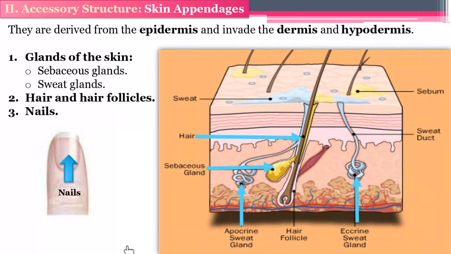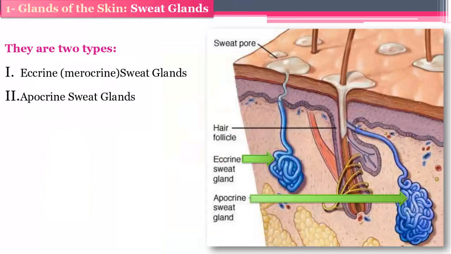Now the glands of the skin. There are two types of sweat glands present in the skin, that is the eccrine sweat glands and apocrine sweat glands. See here in the pictorial presentation, the eccrine sweat glands with the small pointer, and the larger pointer is apocrine sweat glands. I will explain you in detail individually.